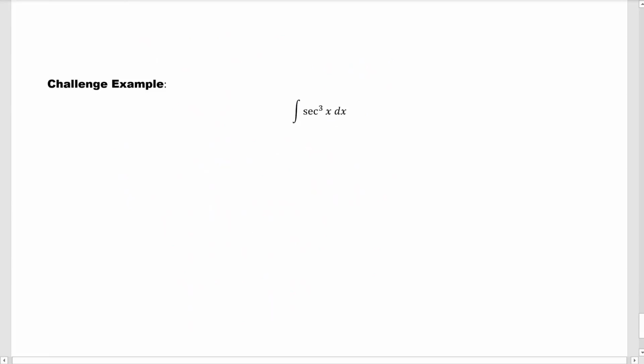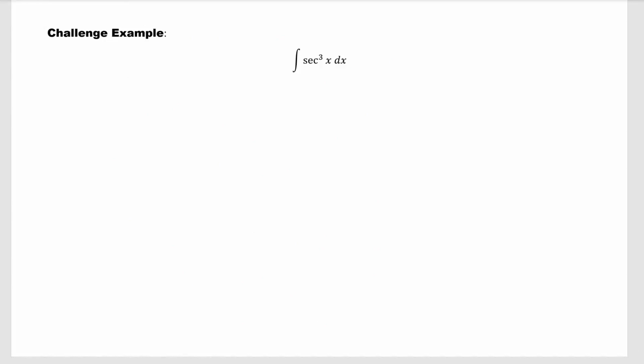Alright, we have a challenge example. Okay, let's see. Here, the power of secant is odd. Remember our rules. We have the integral of products of powers of tangent and secant. The first one is whether the tangent has odd power. The second one is whether the secant has even power. In this case, none of those two cases.